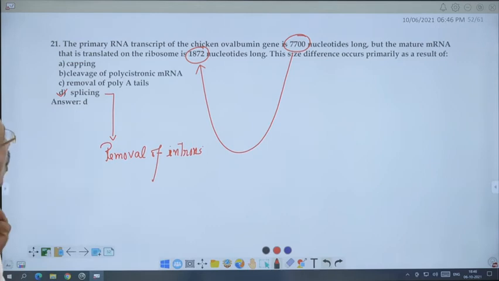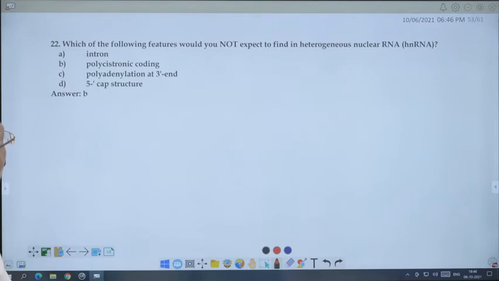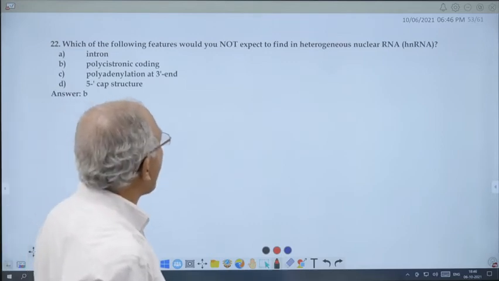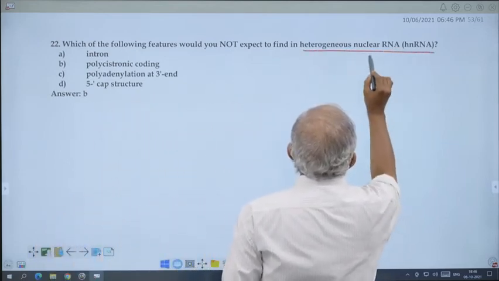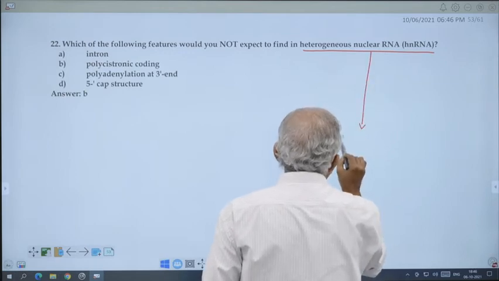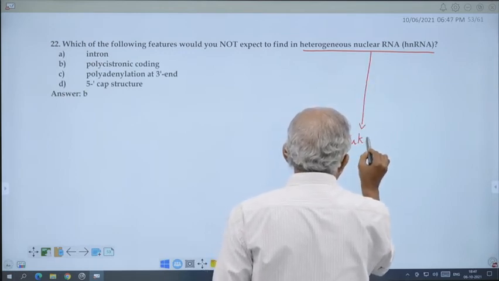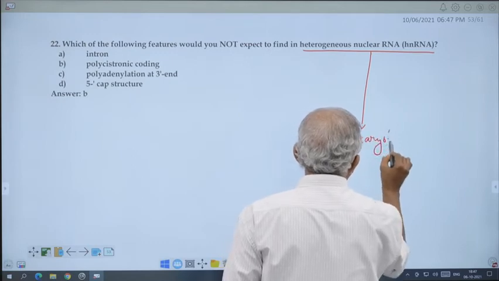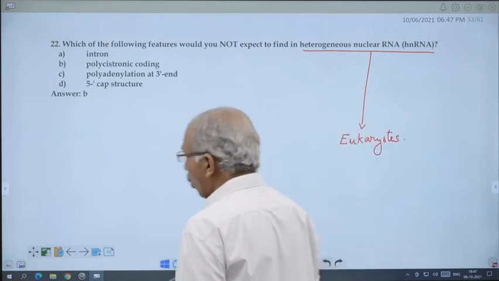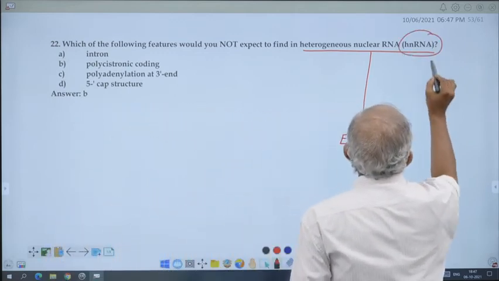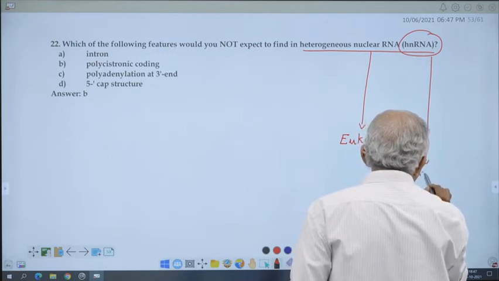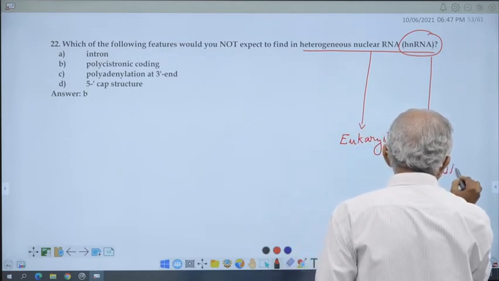Removal of introns. Then, next. Which of the following features would you not expect to find in heterogeneous nuclear RNA? Heterogeneous nuclear RNA is produced in eukaryotes, which after modification becomes mRNA.